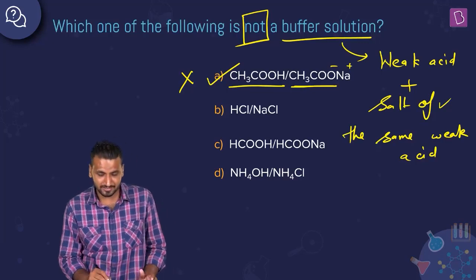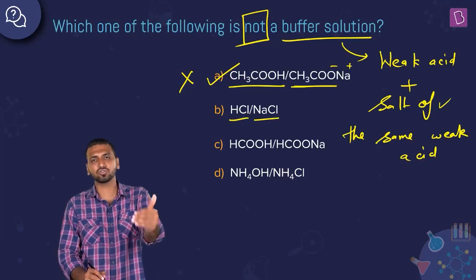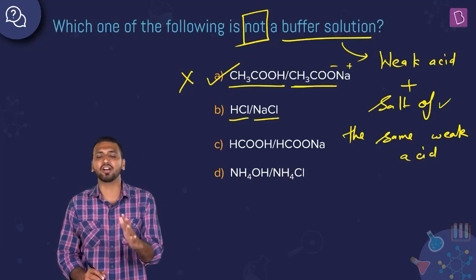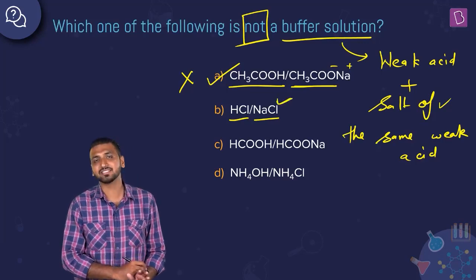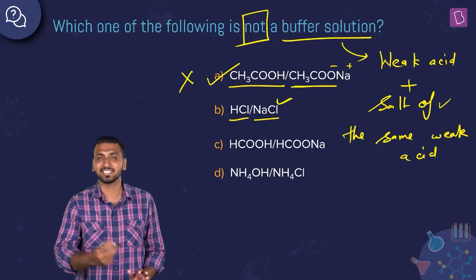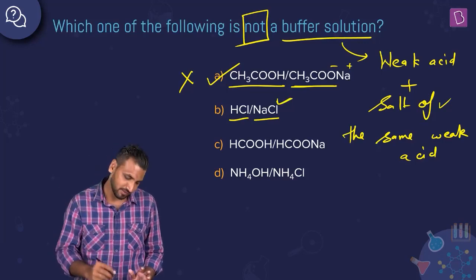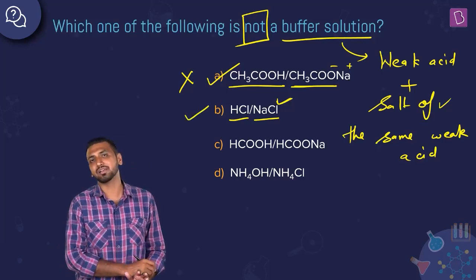Cool. HCl, NaCl. What about HCl? Weak or strong? Of course, it is a strong acid. And you have the conjugate part Cl minus. But buffer is all about the weak part, the weak acid, the weak base. This is not a buffer solution. Could be the probable answer, right?